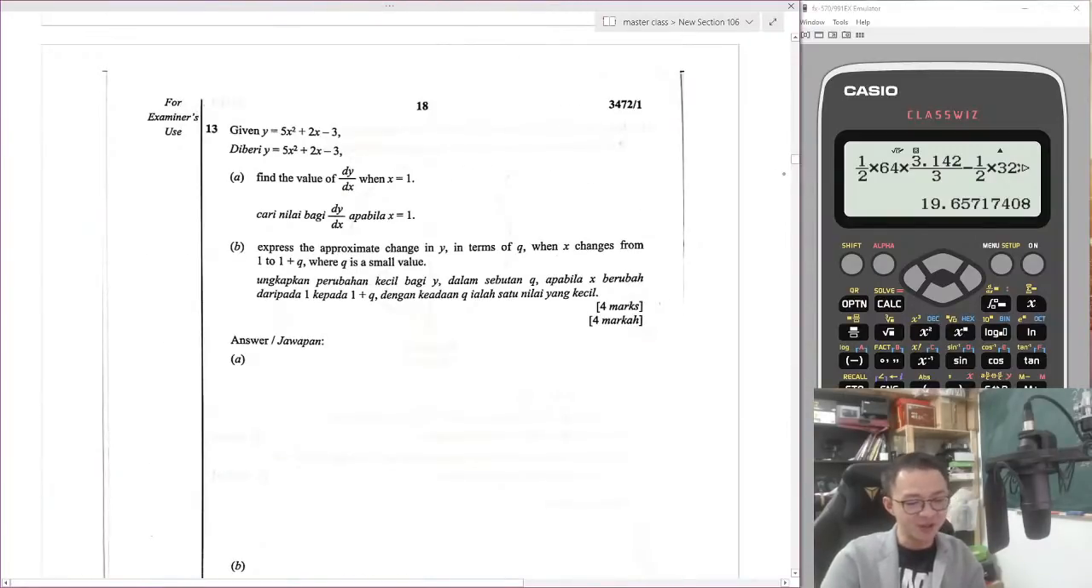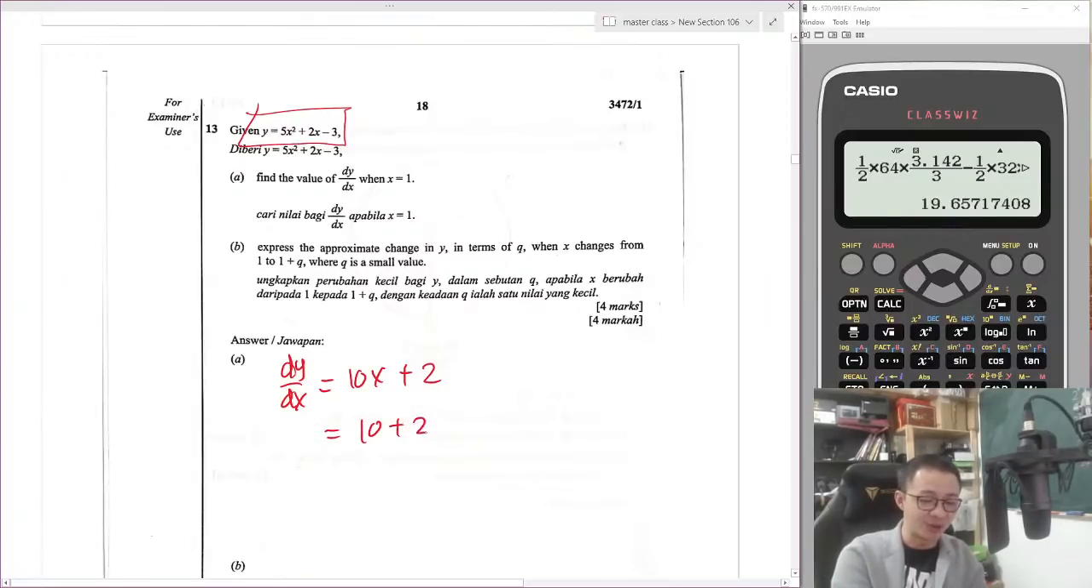Okay, differentiation. They asked us to find dy/dx when x equals 1. Very easy, differentiate this equation. So dy/dx: differentiate 5x squared is 10x, differentiate 2x is 2. When x equals 1, I get 10 plus 2, so it's 12. Done.